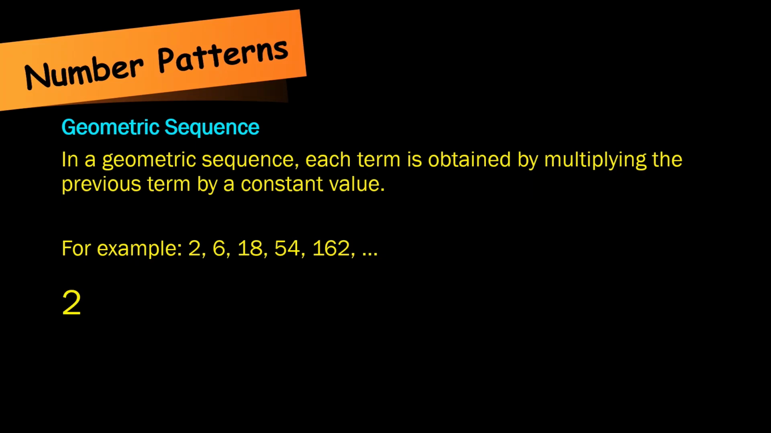If we begin with 2 and we multiply by 3, we get 6. We multiply this by 3 to get 18. We multiply this by 3 to obtain 54. And we multiply this by 3 to obtain 162, and so on.